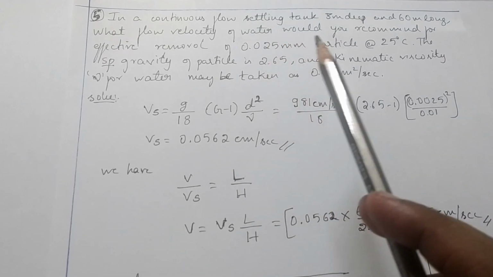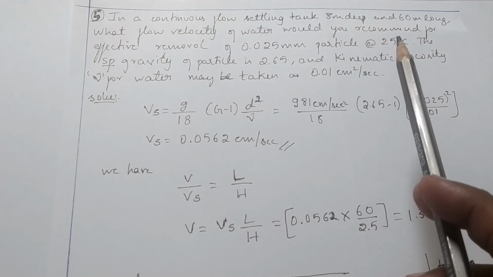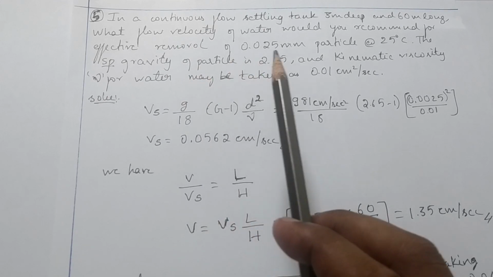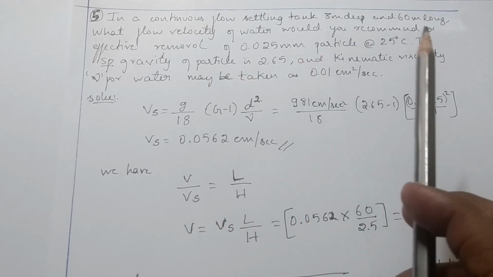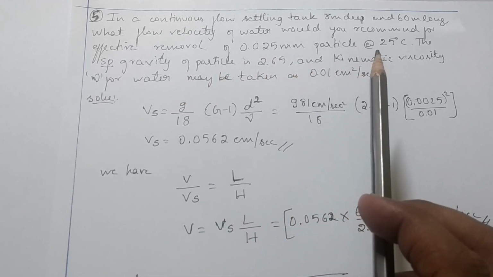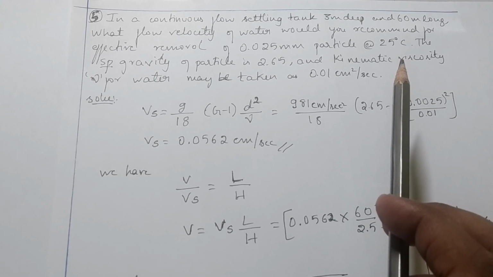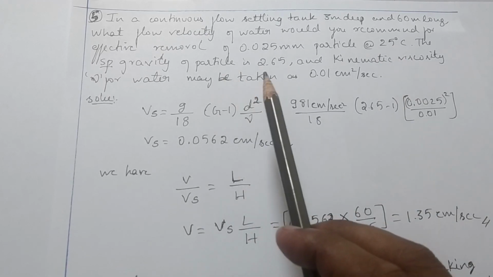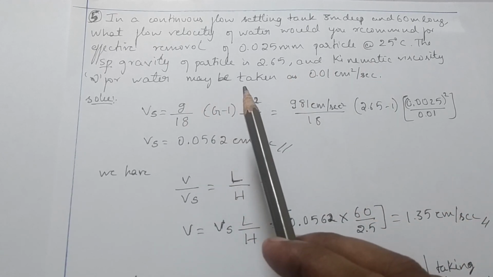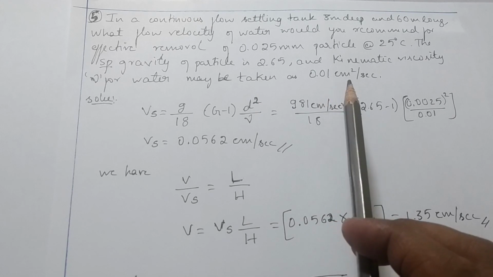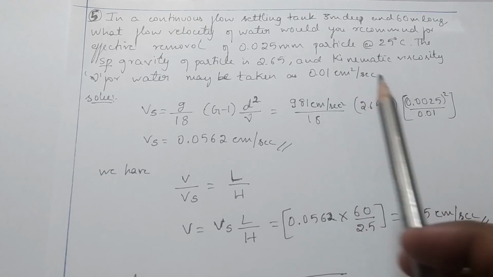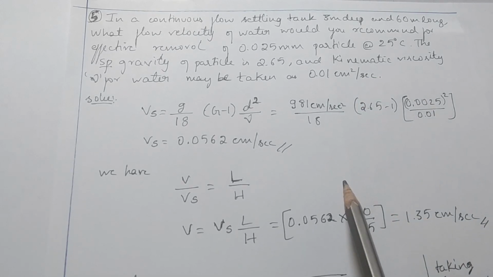In a continuous flow settling tank, that is 3 meter in depth and 60 meter long, what flow velocity of water would you recommend for effective removal of 0.025 millimeter particle at 25 degrees centigrade, that is normal temperature? The specific gravity of the particle is 2.65, and the kinematic viscosity nu for the water may be taken as 0.01 centimeter square per second. So you need to check the velocity for scour velocity, that's it.